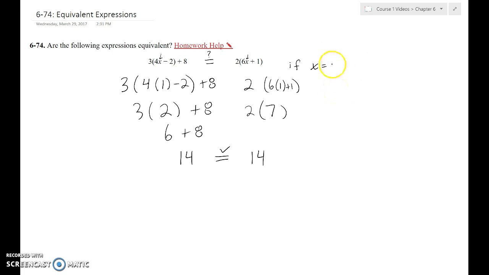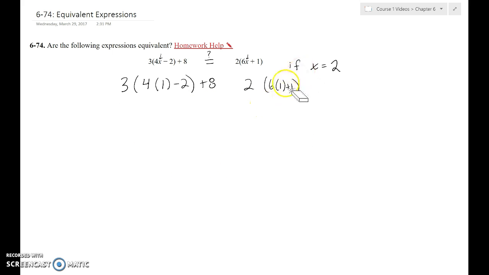Let's say, well, what if x is 2? Will they still be equivalent? And then I'll be convinced. So let's see here. Let's take out the 1, and let's put in a 2. What happens when x is 2? So 4 2s is 8. 8 minus 2 is 6. 3 6s is 18. And 18 plus 8 is 26.